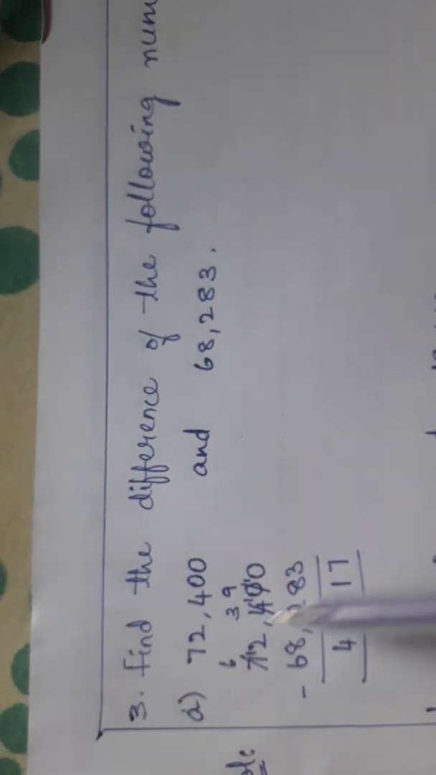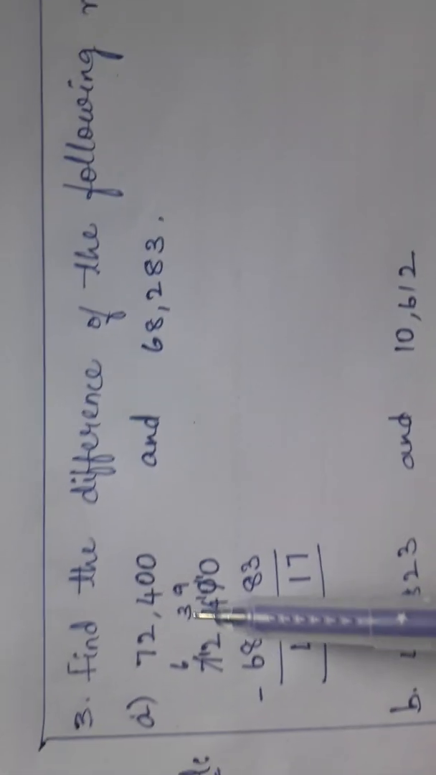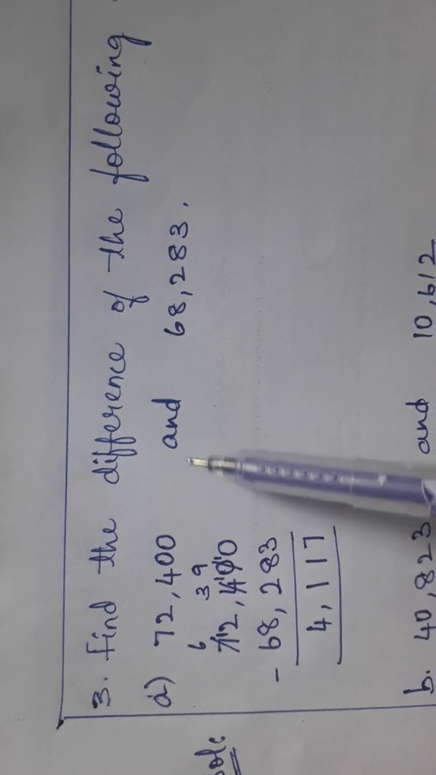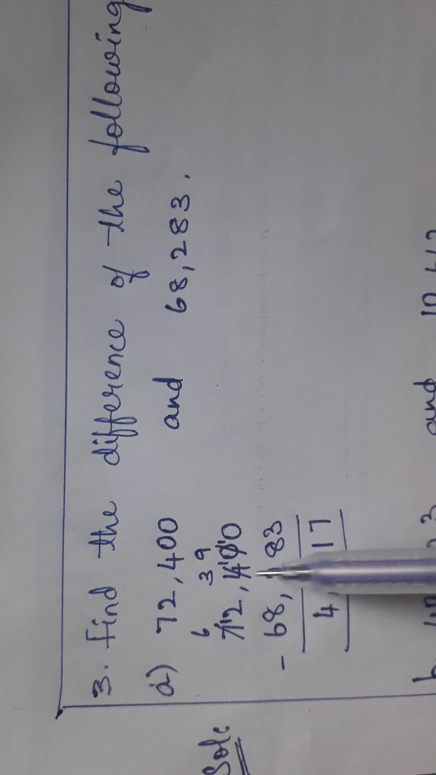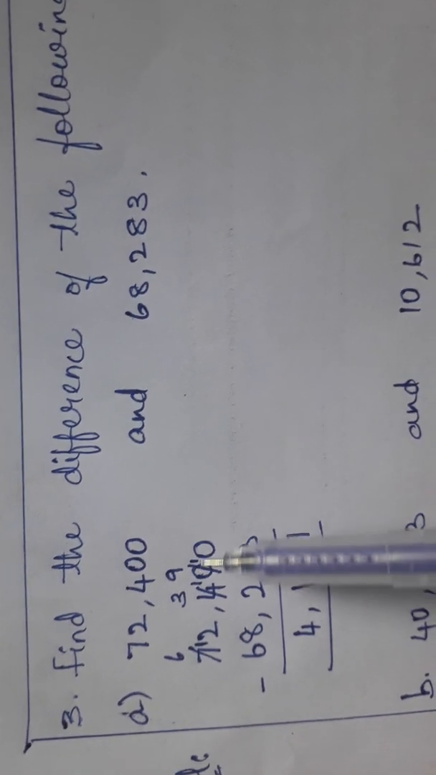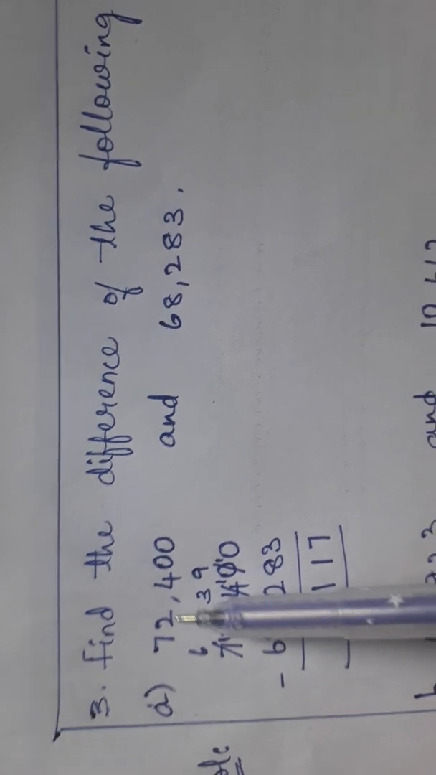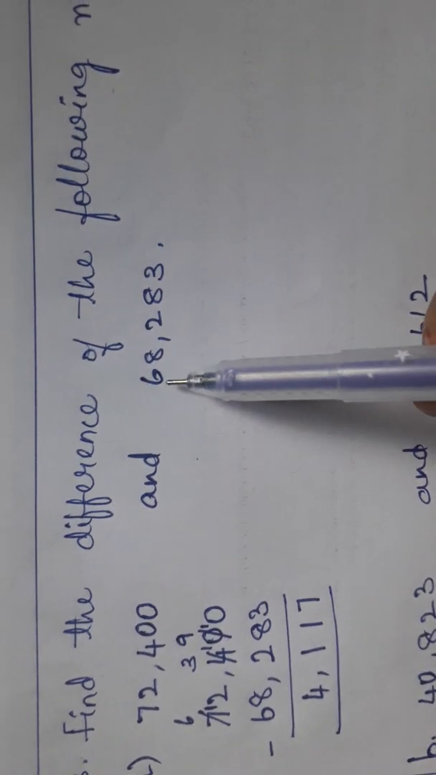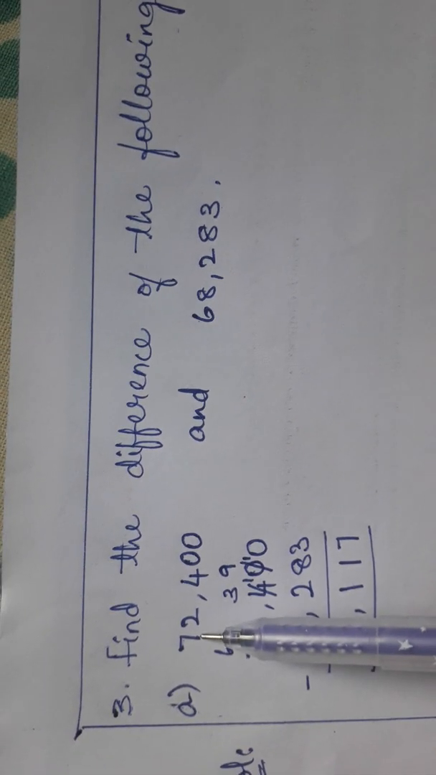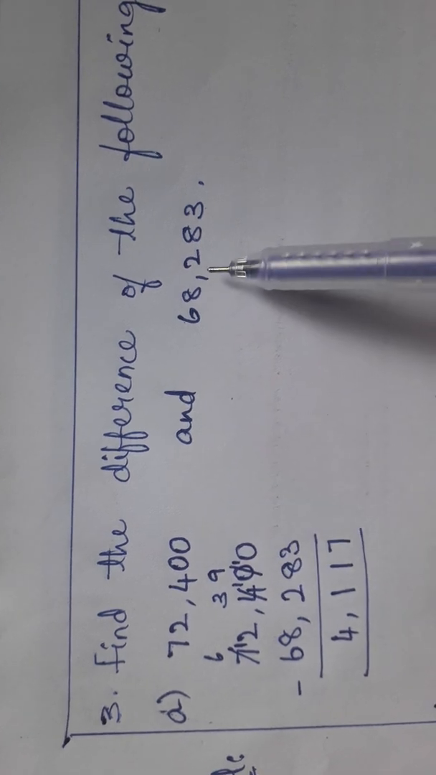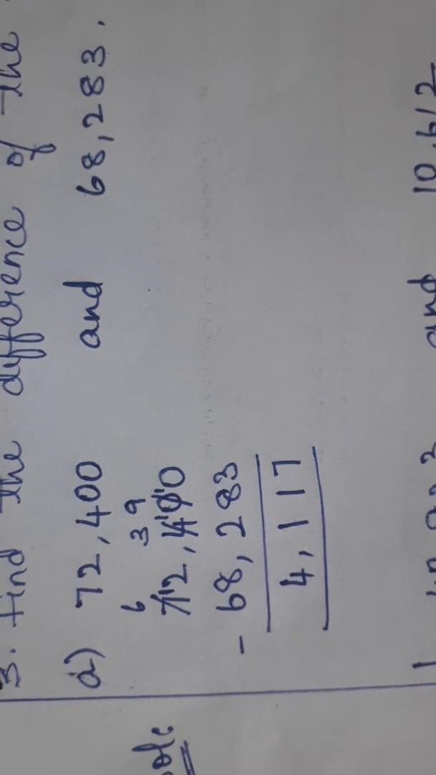Now children, here find the difference of the following numbers. The question is given like this in a single line. So we need to arrange and subtract. So first, this is the bigger number, 72,400. Second number is 68,283. So from the first number we are subtracting the second number. So first arrangement of numbers is very, very important.